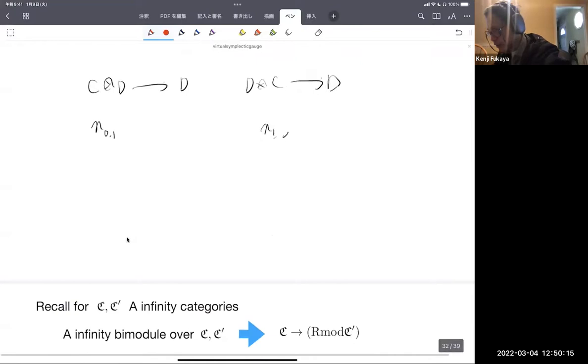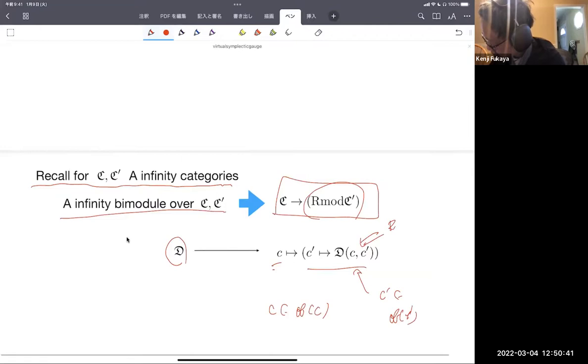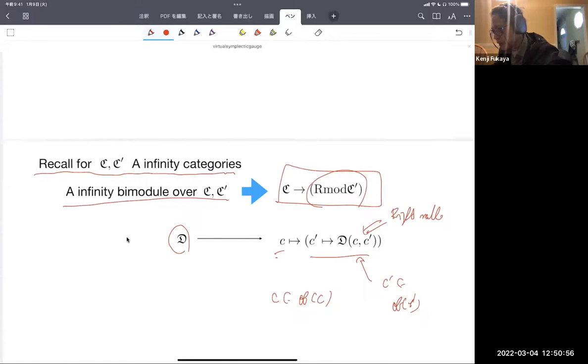So now, the fact is that if you have an A-infinity bimodule, then you have this functor from C to Lie modules. The construction is that you have a D, then for C an object of C, we associate to it this guy, an object of C prime, and this is a Lie module. In the case of the usual ring, it is a very well known fact, and this infinity version is a very simple generalization. So we want to construct this A-infinity functor.